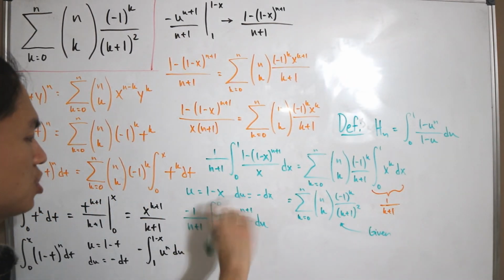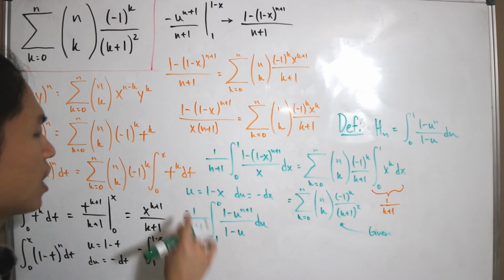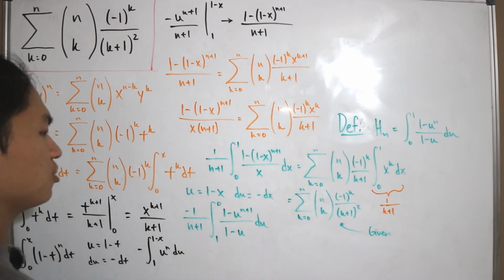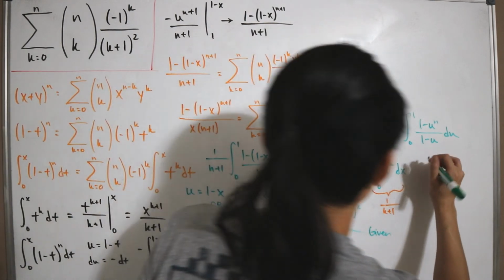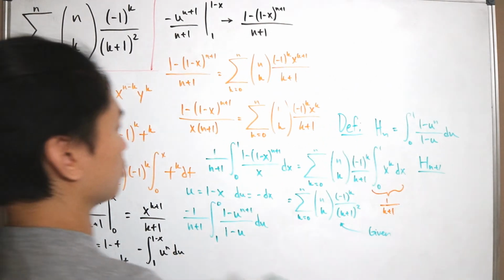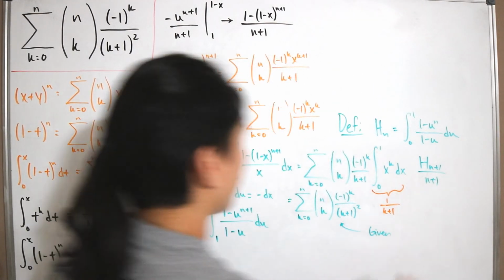Making some observations over here, for one, we can switch the bounds. That becomes negative, and then that negative will cancel. Afterwards, we have exactly what we want of that formulation. But this is actually the n + 1 term of our harmonic number, H_(n+1), then divided by the n + 1 over here, just like that. And so there we have it.